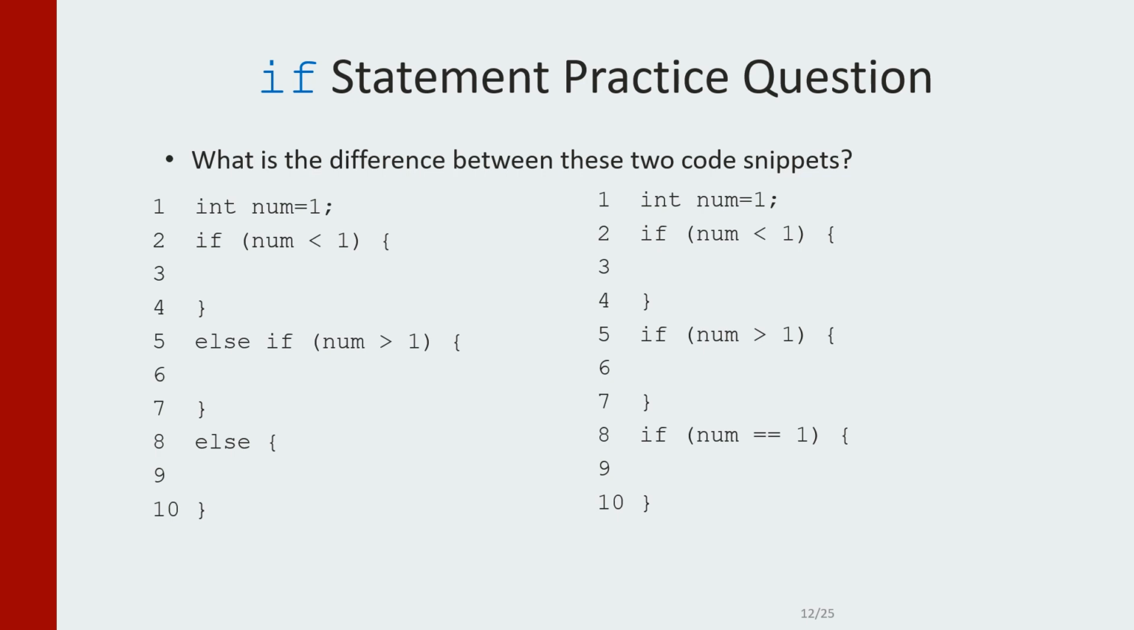The first one I have here is: what is the difference between these two code snippets? You'll notice here that I have num is equal to 1, that looks the same. If num is less than 1, that looks the same. And then starting on line 5, I have else if num greater than 1, and here only num greater than 1. So take a moment to think and write a couple, maybe 1 or 2 sentences explaining the difference. If there's a difference in output, if there's a difference in logic, something like that.